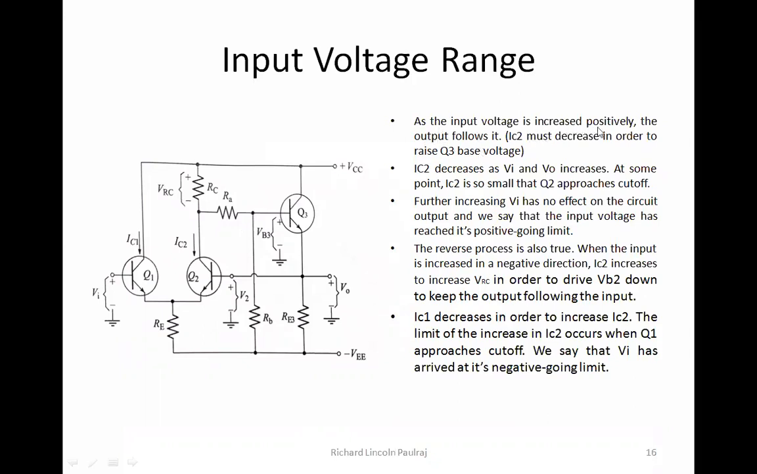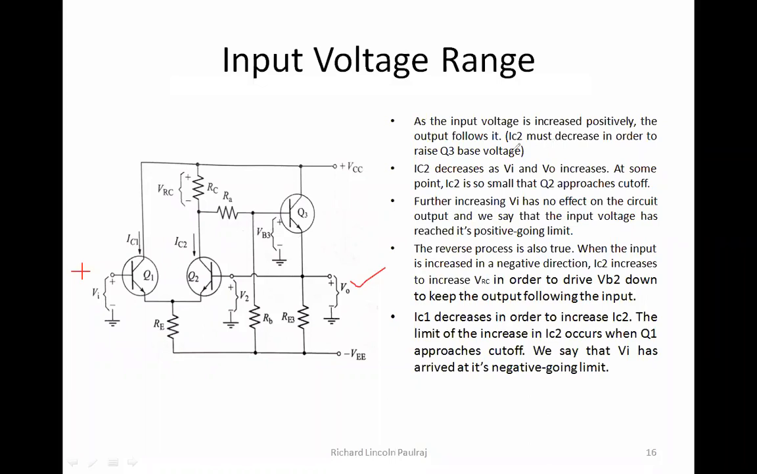As the input voltage is increased positively, let us take case by case. Case number 1, where let us say I'm having a positive voltage here. As the input voltage is increased positively, the output follows it. Since the input voltage is increasing in a positive way, this output will follow whatever is there in the input. So that's why this is called a voltage follower circuit.